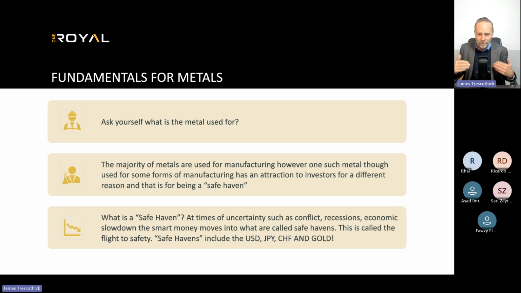And for those of you who are new to trading, what is a safe haven? A safe haven is, at times of uncertainty, such as conflict, recessions, economic slowdown, smart money moves to what's called safe havens, out of riskier assets. It's called the flight to safety. And safe havens include the dollar, the Japanese yen, Swiss franc, and obviously gold.